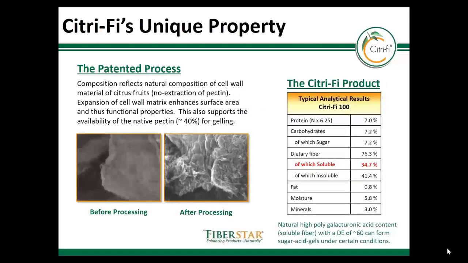Since the raw material is coming directly from the citrus juicing industry, citri-fi's holistic composition contains about 40% native pectin. In the nutrition analysis, pectin shows up as a soluble dietary fiber and, to a little extent, also in the insoluble fiber fraction. It is important to mention that Fiberstar's patented technology opens up the tightly compact cell wall structure and creates a high surface area.